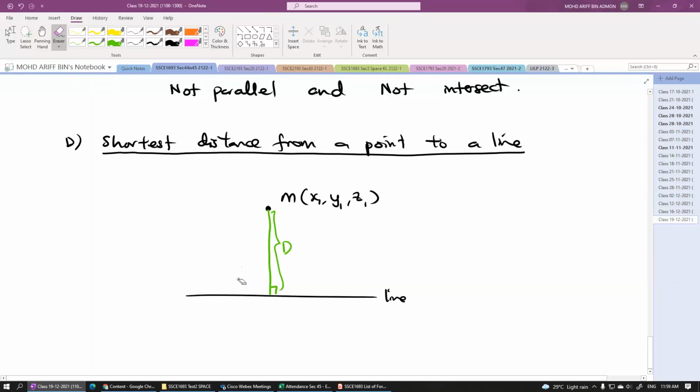So we are talking about a point and this line. How can we find this D? So again, my question. If you have a line, you have the equation for this line. What are the items, what information can you obtain from the equation of a line?